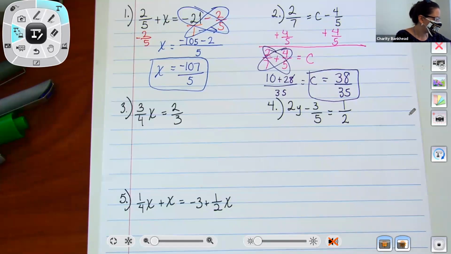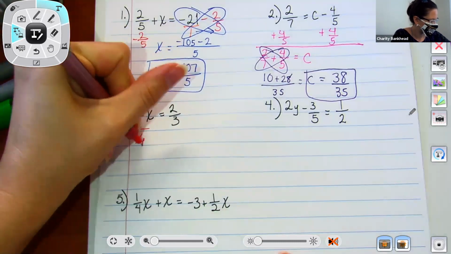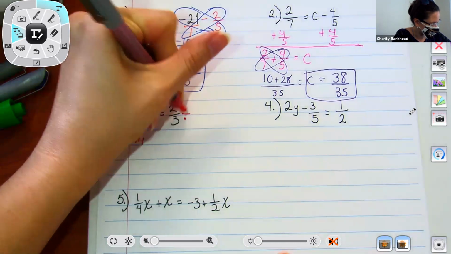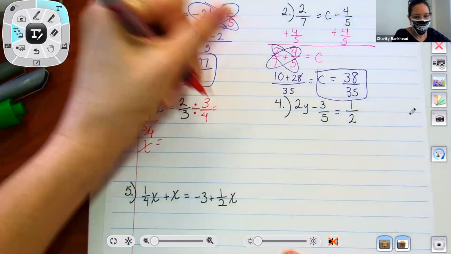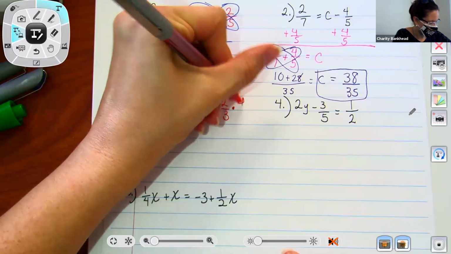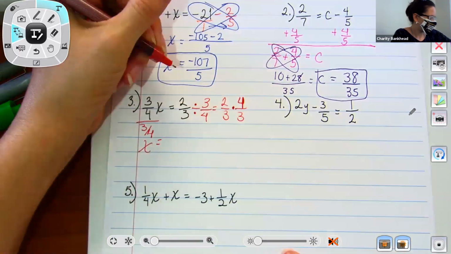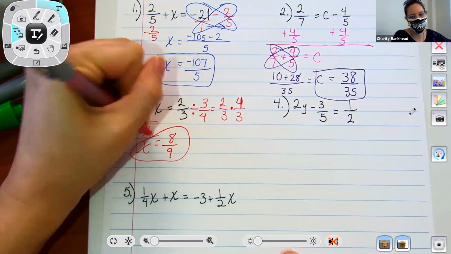All right, number 3, we have 3/4 x equals 2/3. So that means 3/4 times x equals 2/3, and so we would divide both sides by 3/4. When you divide by a fraction, you flip the second fraction and multiply. So that's going to be 2/3 times 4/3. And so then 2 times 4 is 8, and 3 times 3 is 9. So x is equal to 8/9.